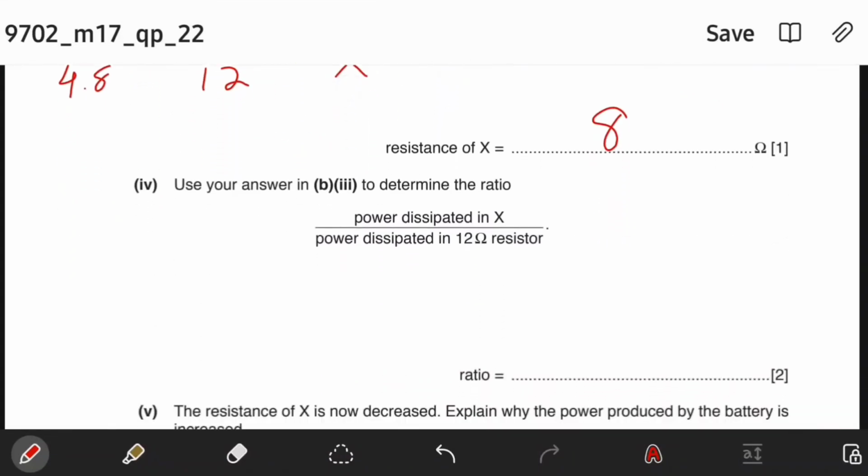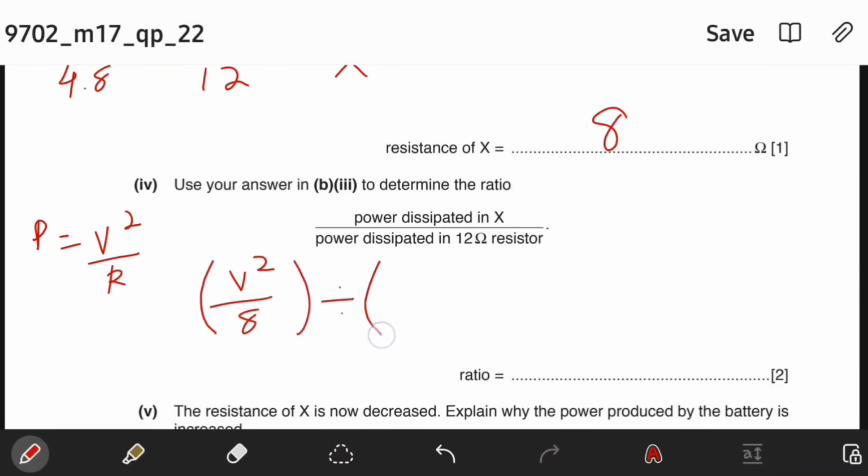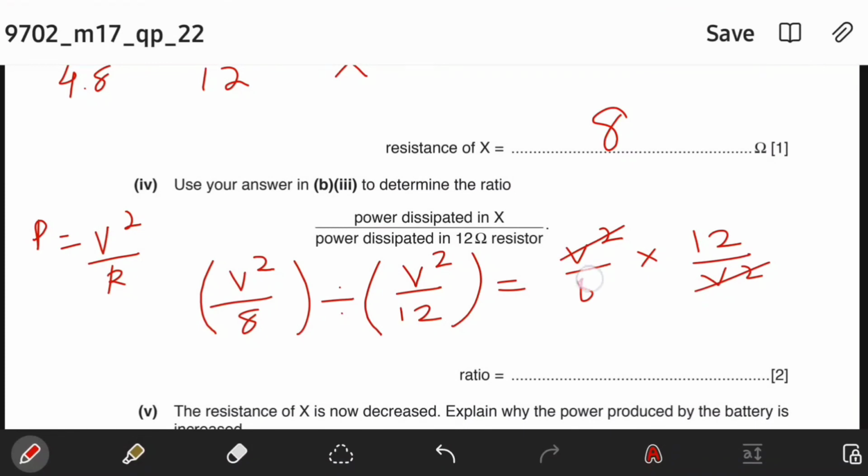Use your answer in B3 to determine the ratio of power dissipated in X to power dissipated in the 12 ohm resistor. Just use the formula power is equal to V squared over R. So power dissipated in X would be given by V squared over 8, and power dissipated in the 12 ohm resistor would be V squared over 12. This would be V squared over 8 times 12 over V squared. V squared gets cancelled out, and this would also be cancelled out. 6, 3, 2. So the answer is 1.5.